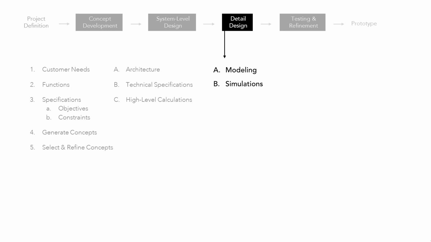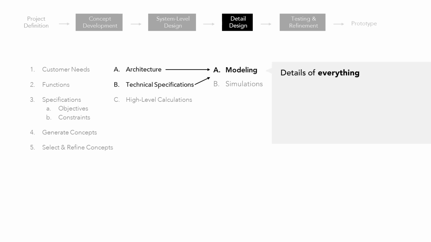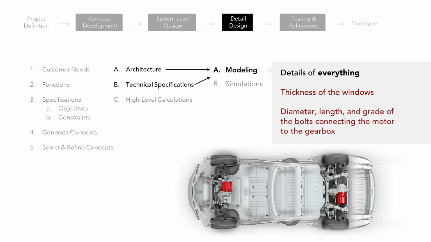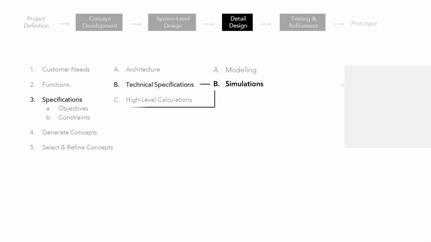And after we are set with the architecture and the technical specifications, we can tackle the details of the design. This is really the most time-consuming and labor-intensive part of the design project. Two main activity types happen here, the modeling and the simulations. In the industry, we often call this design and analysis. We must first determine the details of everything, from the thickness of the windows down to the diameter, length, and grade of the bolts connecting the motor to the gearbox. Everything. Then we do simulations to ensure that the design will respect the technical and global specifications.